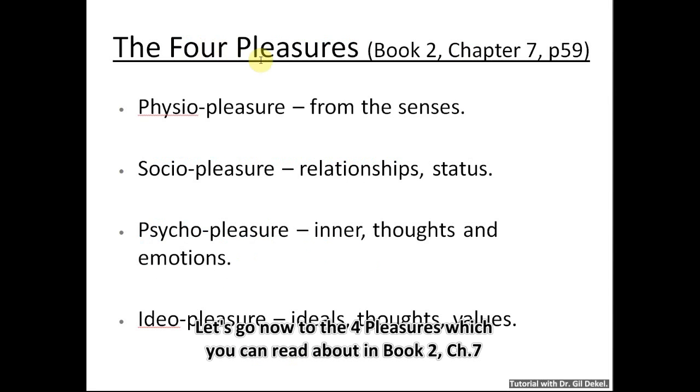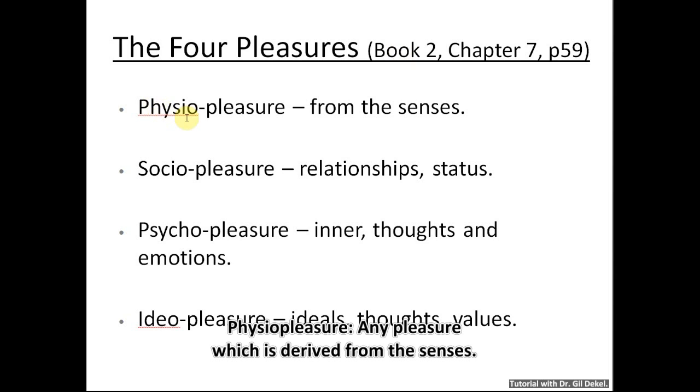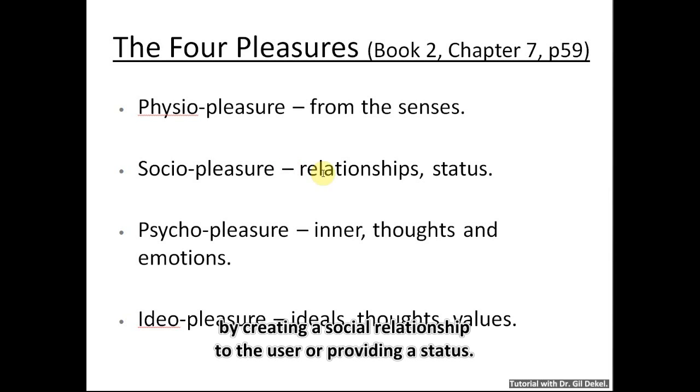Let's go now to the 4 pleasures, which you can read all about in Book 2, Chapter 7. The 4 pleasures means 4 things, 4 pleasures that a user will derive from the product that you will design, and therefore the user will be willing to pay for it and buy it. Physio pleasure, any pleasure which derives from the senses. Social pleasure, any pleasure which a product provides the user by creating relationship, social relationship to the user, or providing a status.